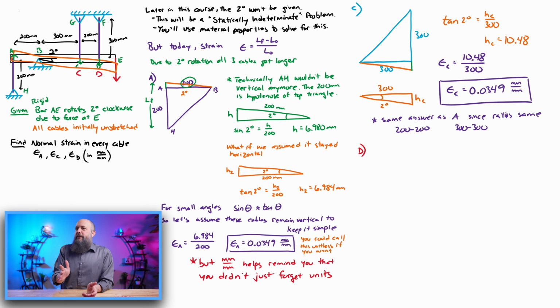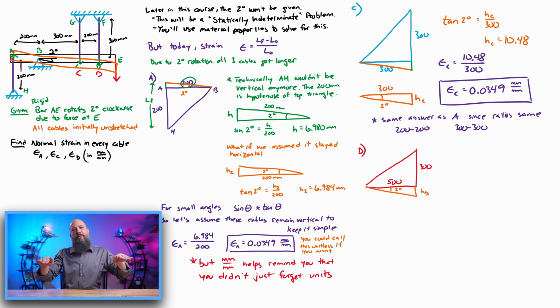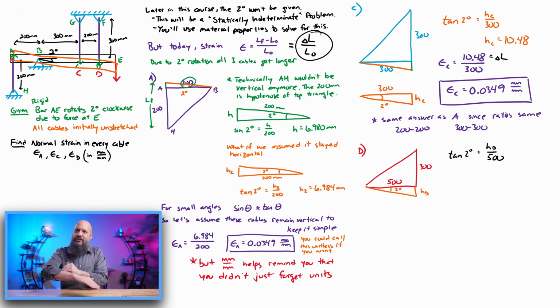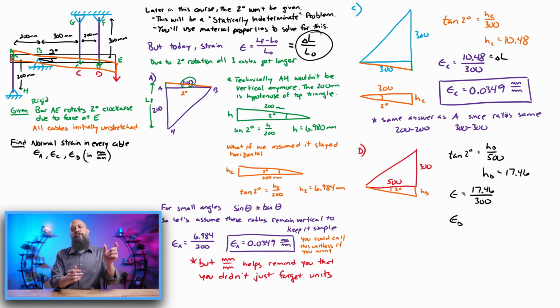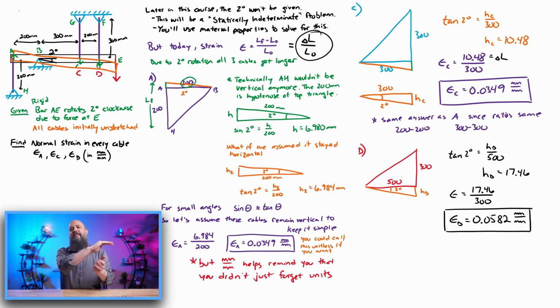I am going to get a different value of strain though for the third cable because now I have a much longer leverage arm, 500 millimeter leverage arm to the pinpoint versus a 300 millimeter cable. So the 2-degree rotation now causes about 17 millimeters of stretch. So change in length in the numerator, right? L final minus L initial divided by original length in the denominator, the 300 millimeters, get about 0.05 millimeters per millimeter for this cable.